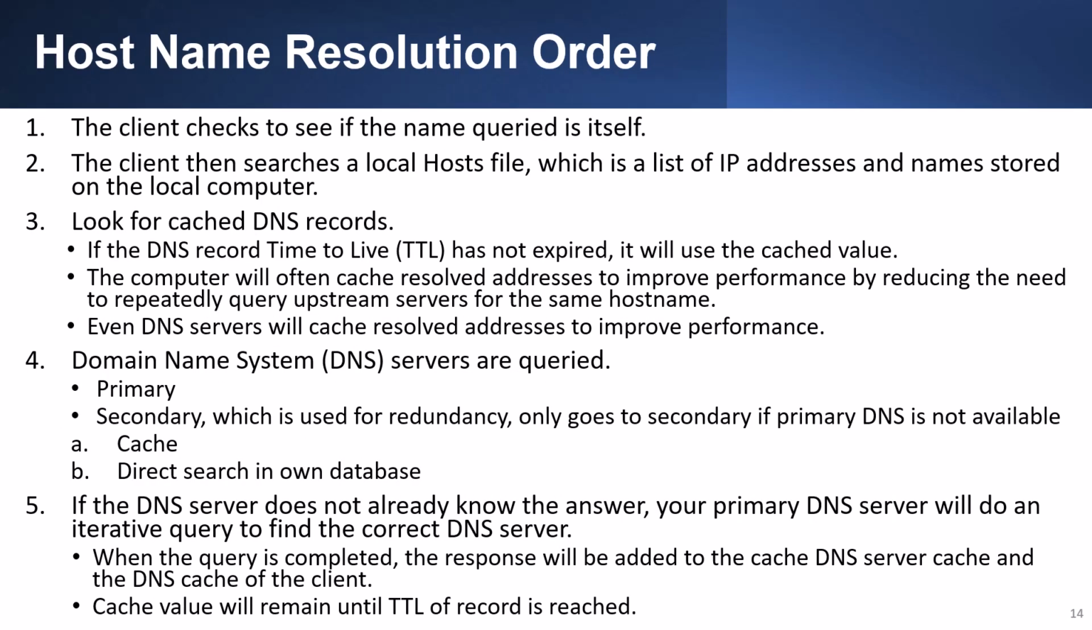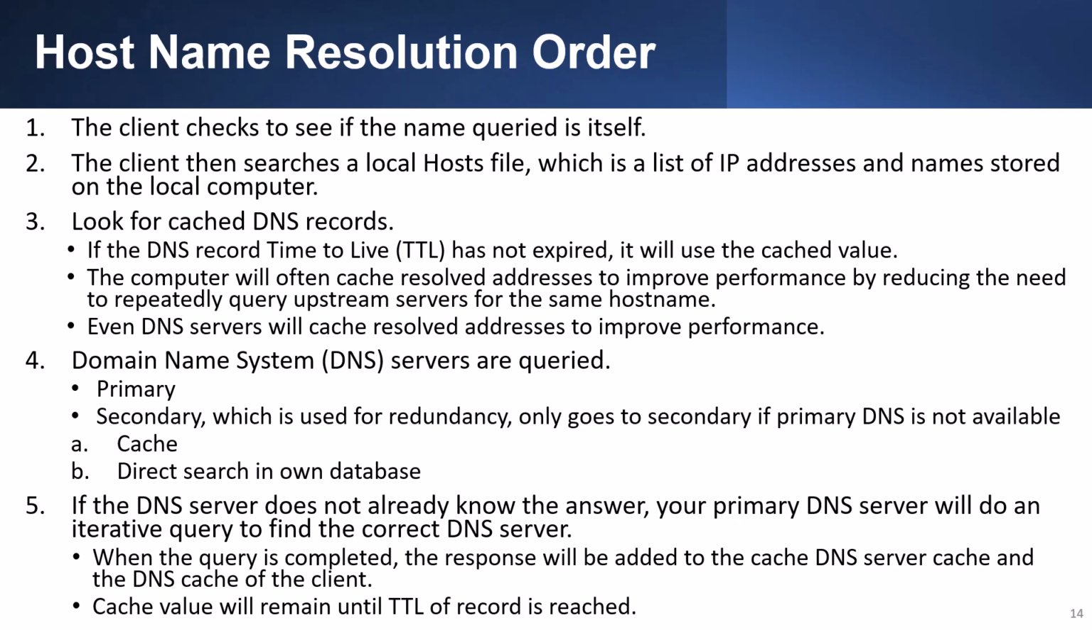Every time a client needs to perform name resolution, the client checks to see if the name queried is itself. The client then searches a local host file, which is a list of IP addresses and names stored on the local computer, and then looks for cached DNS records. If the DNS record time to live has not expired, it will use the cache value. The computer will often cache resolved addresses to improve performance by reducing the need to repeatedly query upstream servers for the same hostname. Even DNS servers will cache resolved addresses to improve performance.